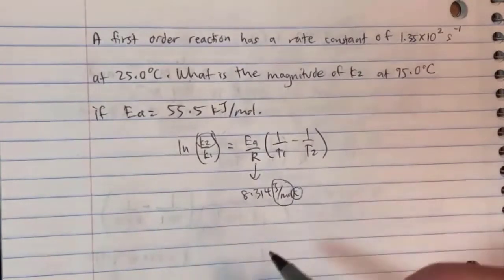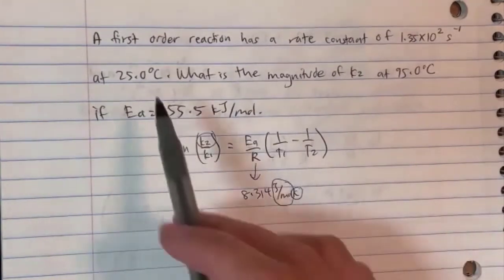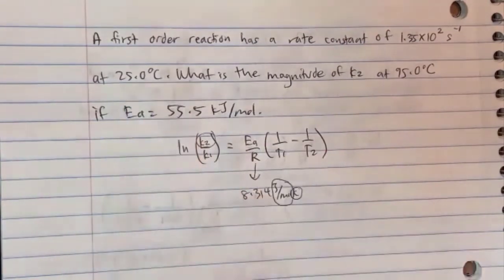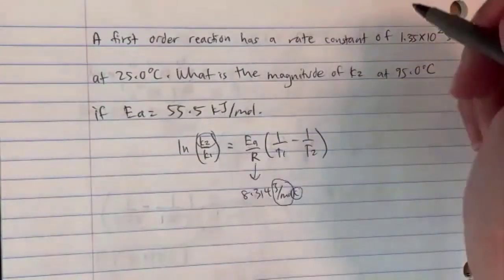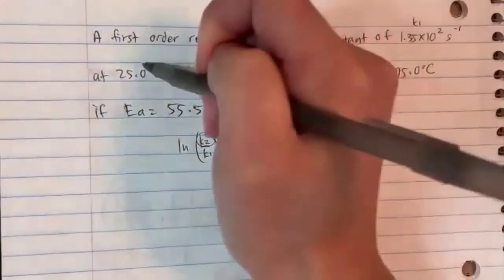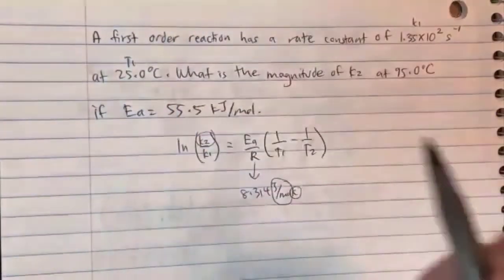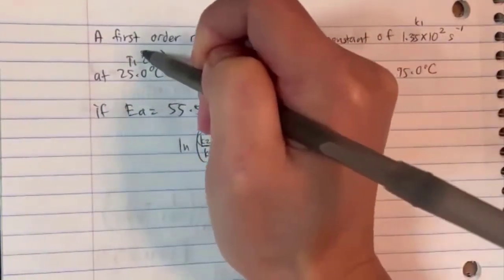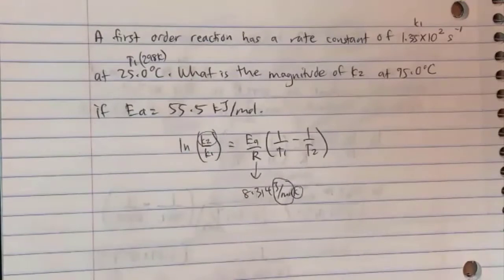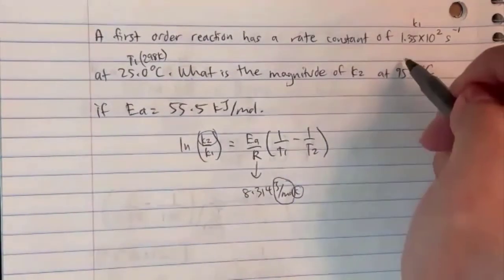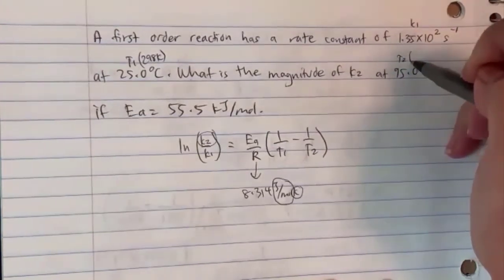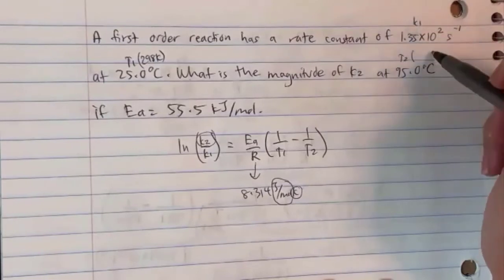So let's go ahead and plug all the values in, but we do need to convert these values over to Kelvin, okay? I'm going to go ahead and label them. This is K1 at T1, which is 25 degrees, really 298 Kelvin, so I'm going to write 298 right here so I don't forget. And then K2 we're looking for, what's T2? It's 95 degrees, but you need to turn it into Kelvin, so it's 368.